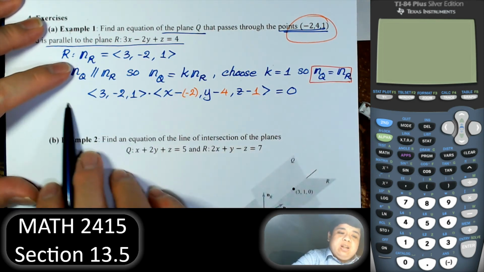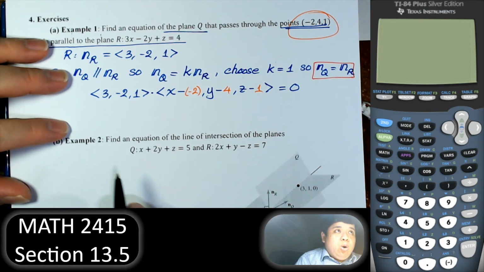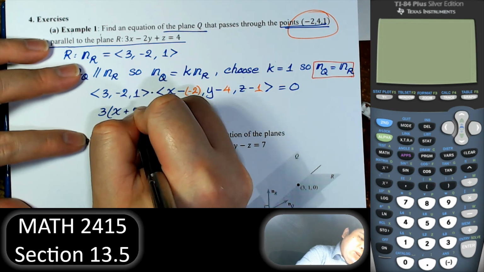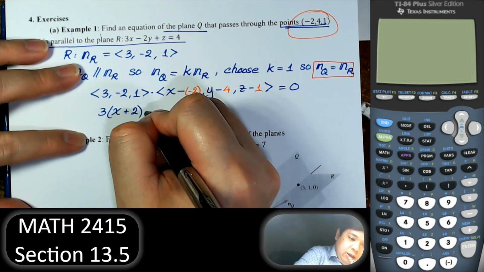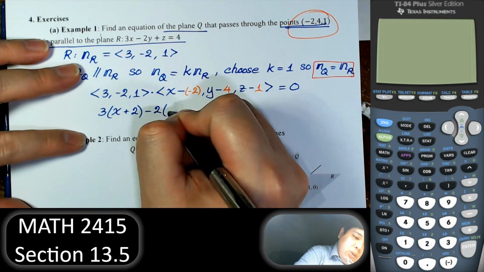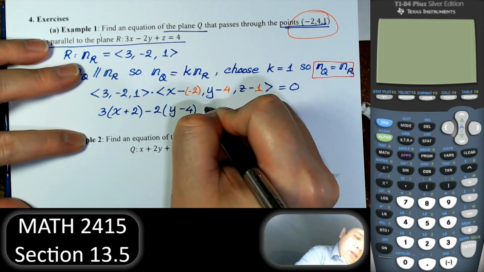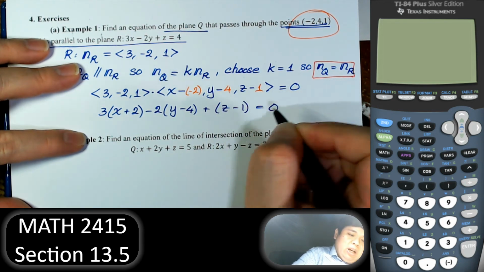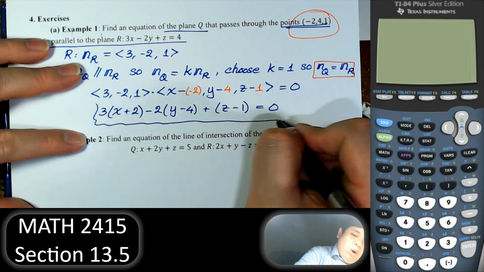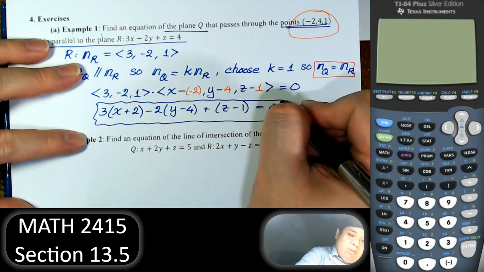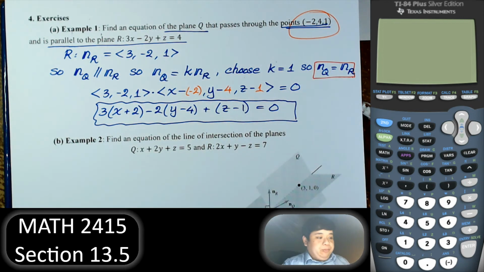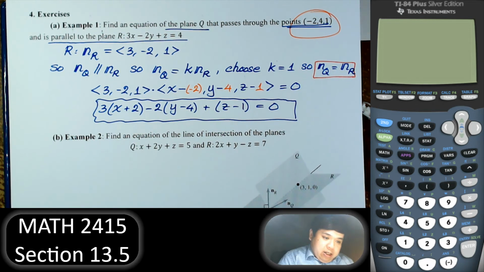So I usually write the equation of a plane in this form, or I multiply it out: 3 times x plus 2, minus 2 times y minus 4, and then 1 times z minus 1 equals 0. Usually I prefer to write the equation of a plane in this form, so we can get the normal vector and the point quickly. So that's good. Right, next question.